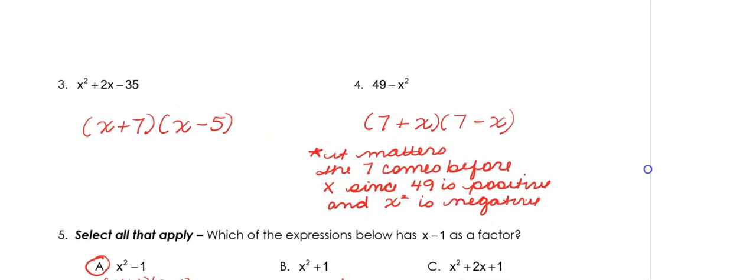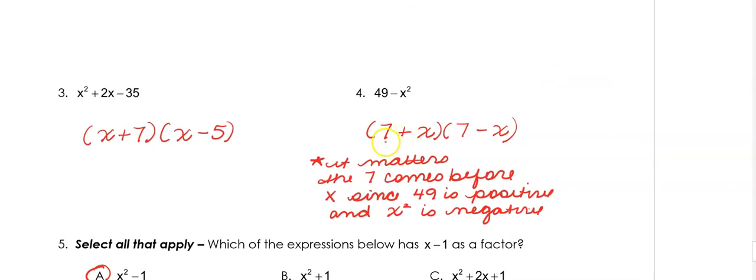Now, I wrote a little note here. It matters that the 7 comes before the x. The reason is the signs. This 49 is positive, so the 7 has to come first. The negative x squared has to be negative, so that has to be after.